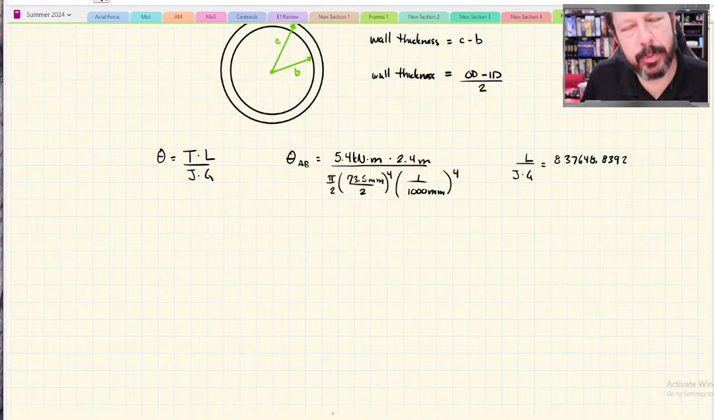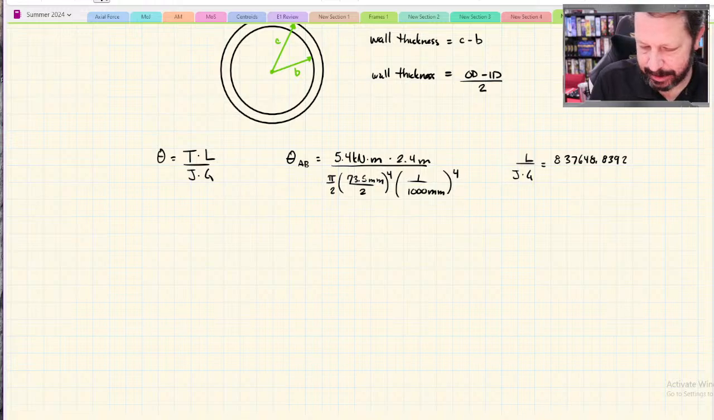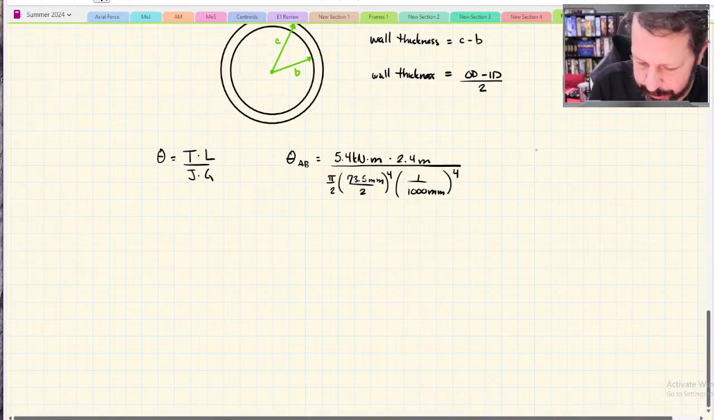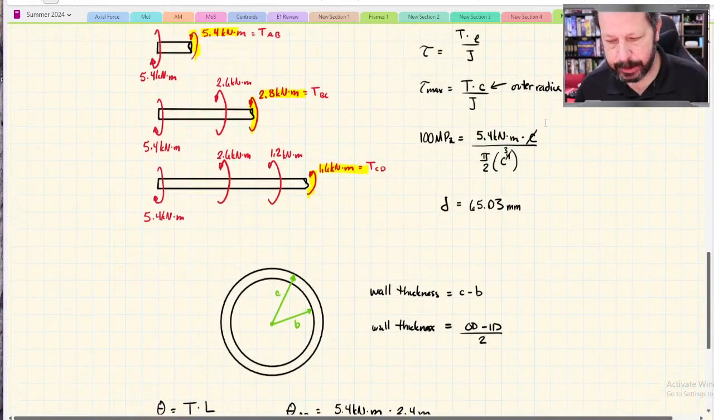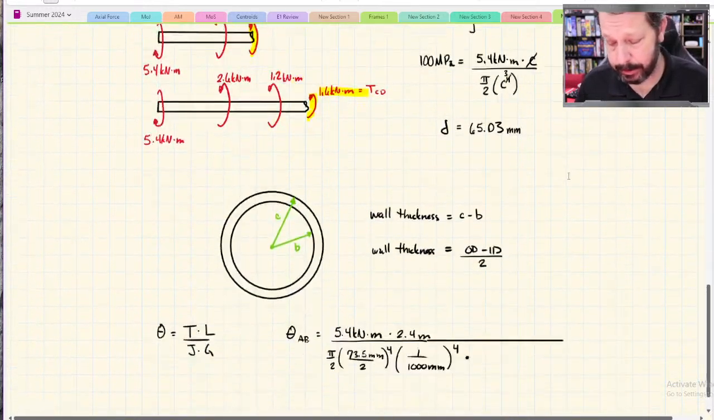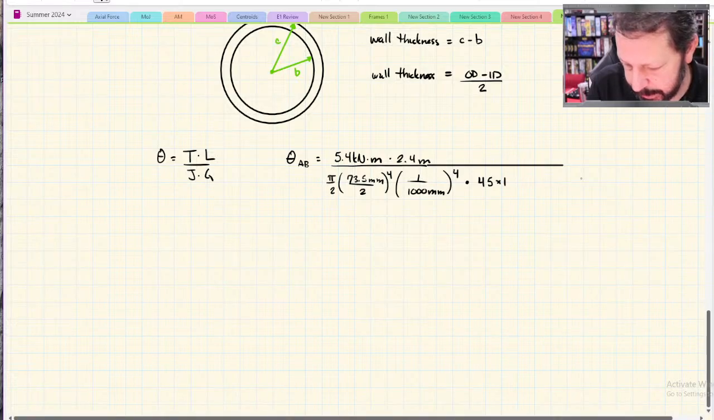Oh, I didn't put G in there. That's the problem. Let's fix that. I wrote down some numbers, but I never wrote G. There's more to this equation. So all of that times G, which is, what was it? It was a big number, 45 gigapascals. So yeah, that's why we're so far off. 45 times 10 to the 9th pascals.